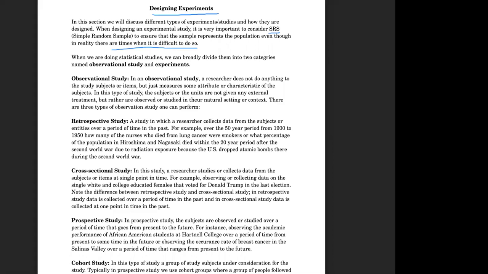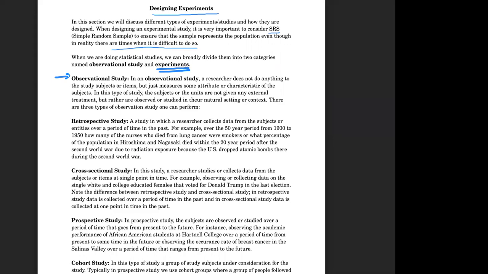So we are going to talk about a couple of things: observational studies and experiments. Experiment, we already talked about it. You take your subjects and give them something externally. We call it an external stimulus, and you observe their behavior or outcome. So that's an experiment. Now, observational study.